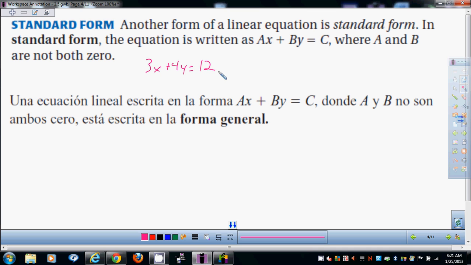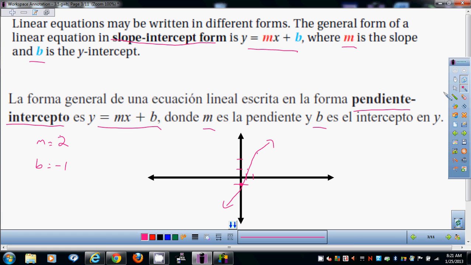Now, most of your homework is going to ask for things in slope-intercept form. Now, look at standard form and look at slope-intercept form. What is the most noticeable difference, other than the m and b? What's the main difference you notice? Yes, that's exactly right. The only difference is that slope-intercept solves for y, and the other one doesn't.